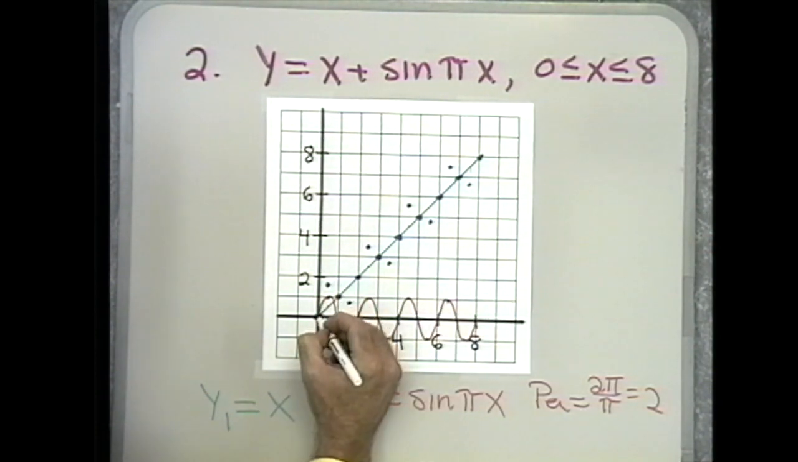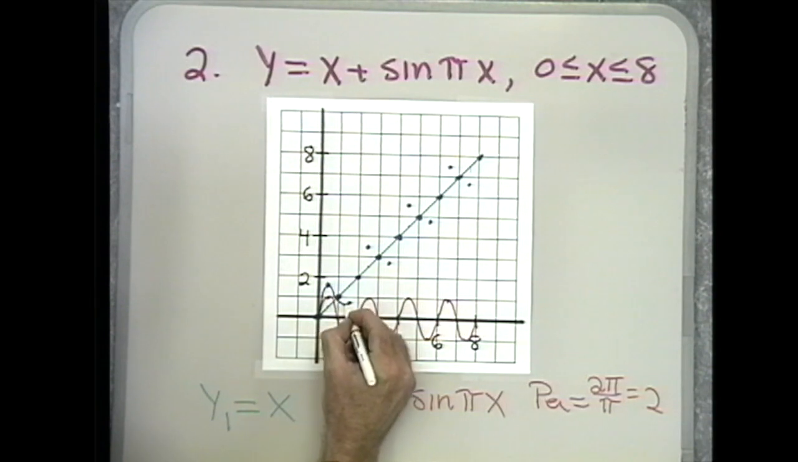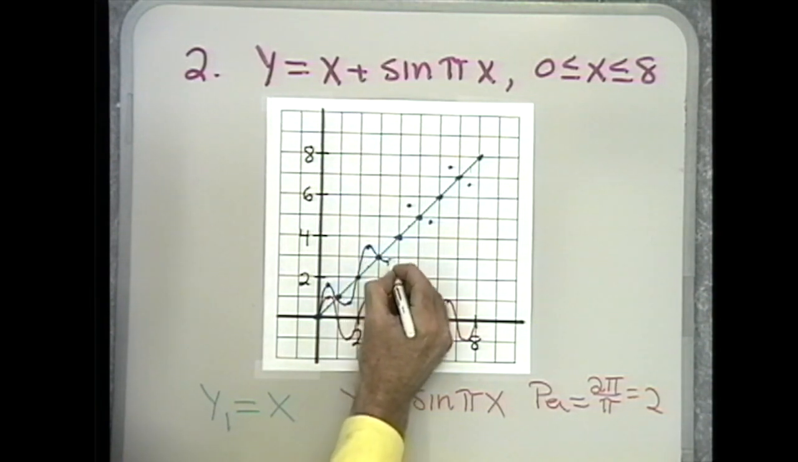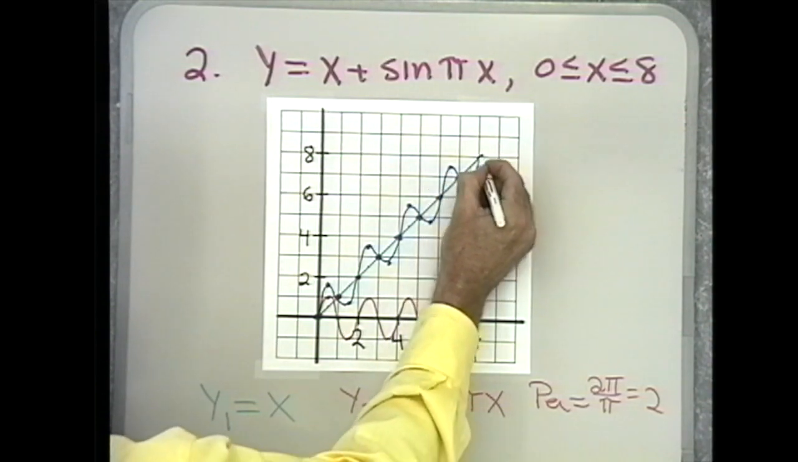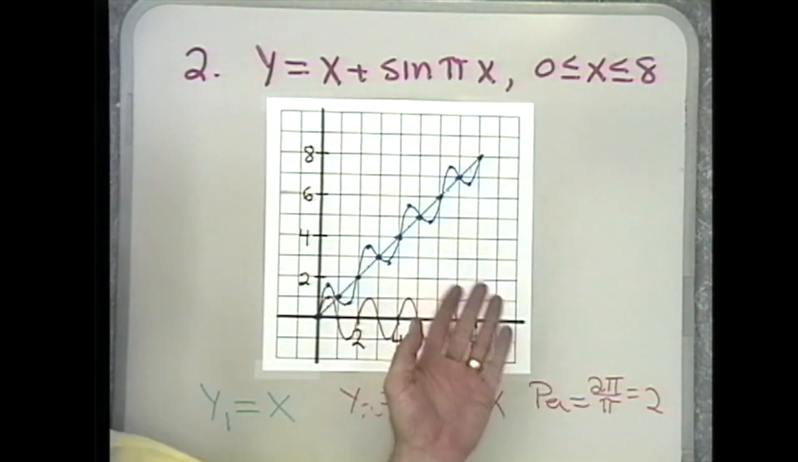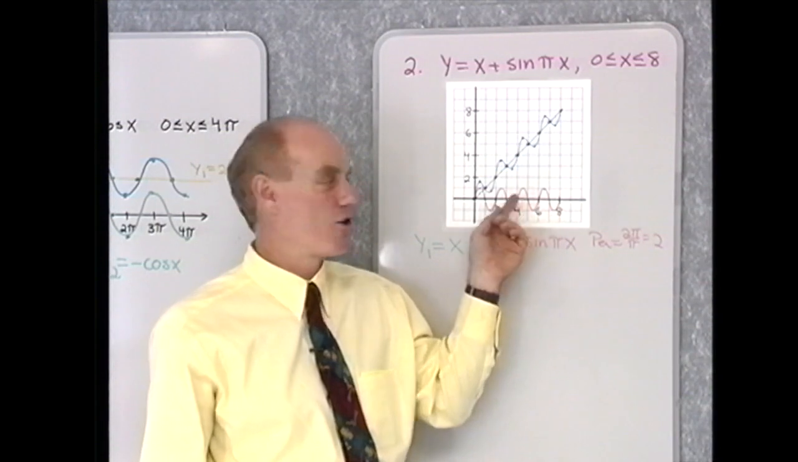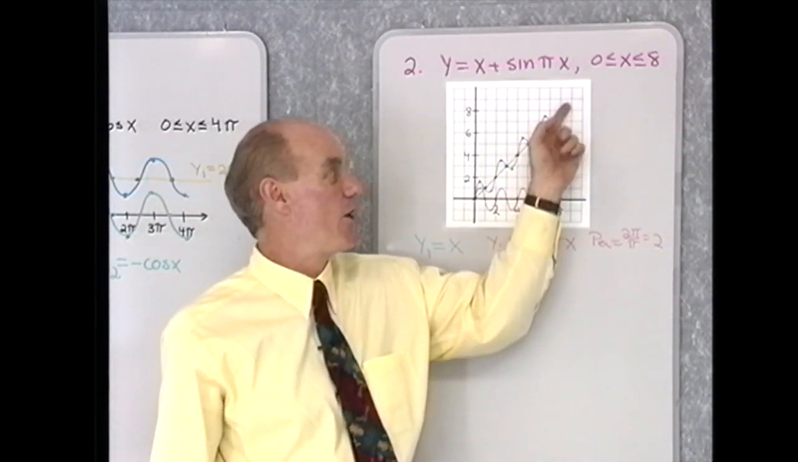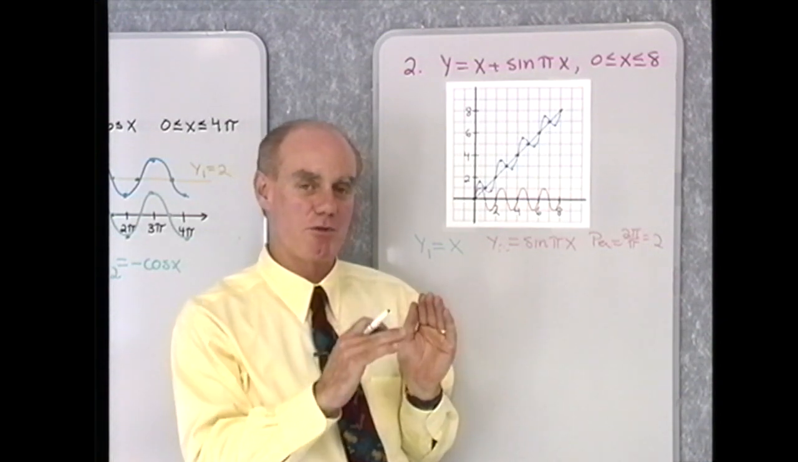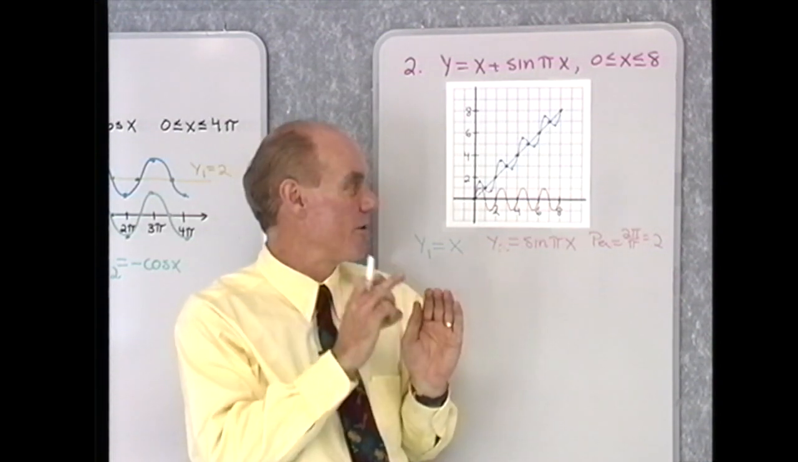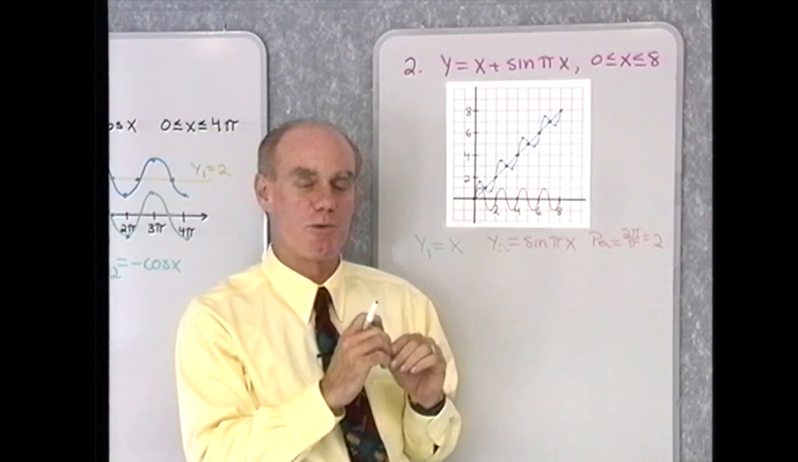Now, let me see if I can connect these with a smooth curve. I get something that looks like this. A graph that looks something like that. It looks like a distorted sine curve that sort of winds around the line y is equal to x. And I'm doing this by just drawing my two separate graphs as accurately as I can and then sort of adding y coordinates visually to see what I get.